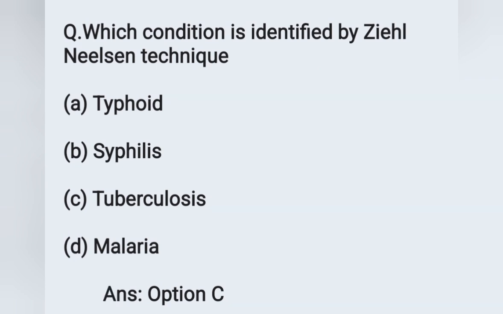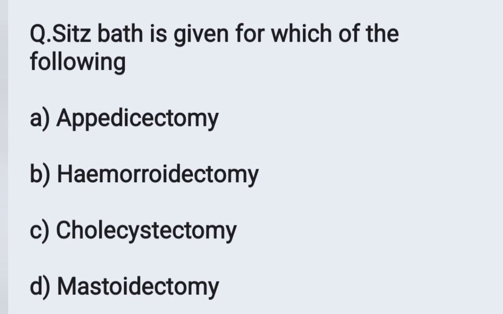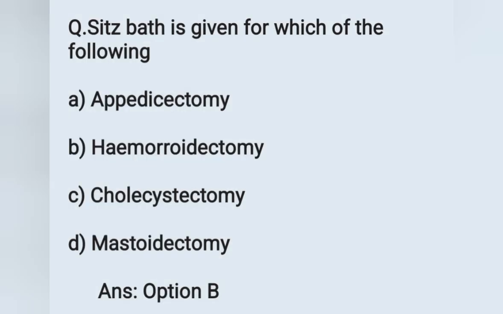Okay. And the next question is, sitz bath is given for which of the following conditions? Options. Option A, appendectomy. Option B, hemorrhoidectomy. Option C, cholecystectomy. Option D, mastectomy. Sitz bath is given for hemorrhoidectomy. Okay, option B is the correct answer. The temperature for a sitz bath is 105 to 110 degrees Fahrenheit, which means 40 to 43 degrees Celsius. Okay, here the correct answer is option B.